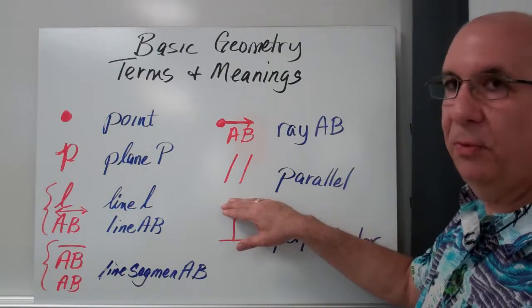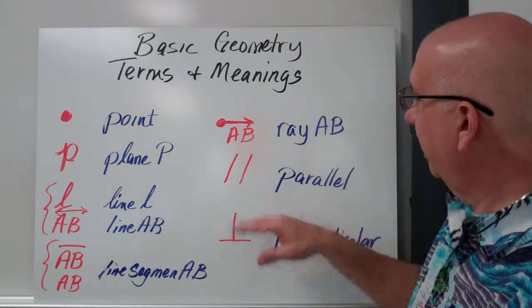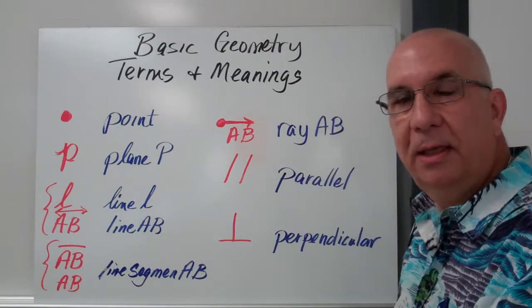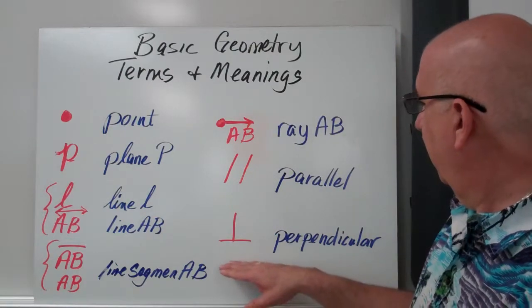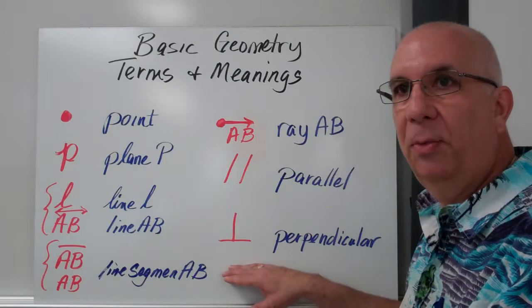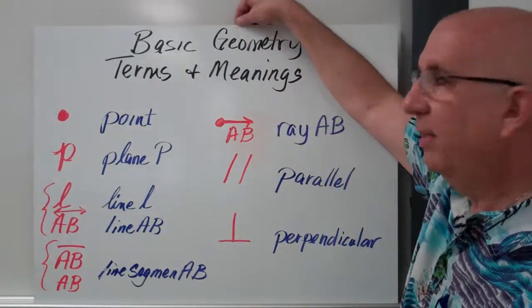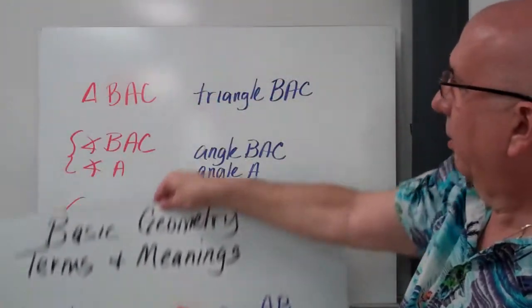The next one is a symbol for parallel. You should be familiar with this one. This means that 2 lines never intersect. They never cross. The next one is the symbol for perpendicular. Perpendicular means they form a right angle. 2 lines intersect and form a right angle. That means they form a 90-degree angle.